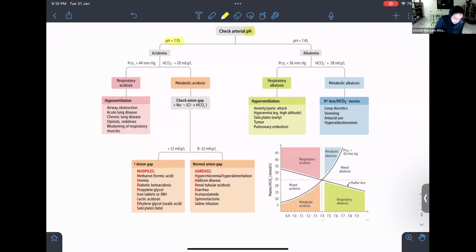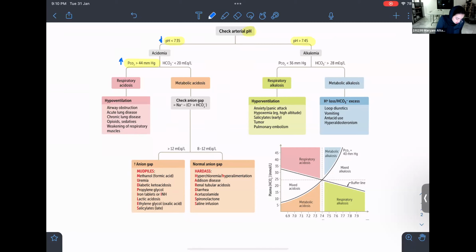7.35, not 3.5, 7.35. If it's alkalosis, that means it's greater than 7.45. So let's look at the acidosis first. If your PCO2 is high, meaning it's greater than 44, so 45 or above, then you know it's a respiratory acidosis. Why? Because they're going in the opposite direction. Remember the mnemonic ROME? So respiratory opposite, metabolic equal.